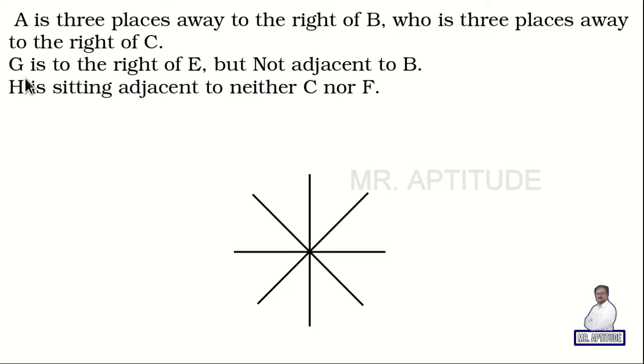Second condition says that G is to the right of E. As we know that G is to the immediate right of E, as this is a circle, but not adjacent to B. So G is not adjacent to B. H is sitting adjacent to neither C nor F. It means that H is not sitting next to C and H is not sitting next to F.